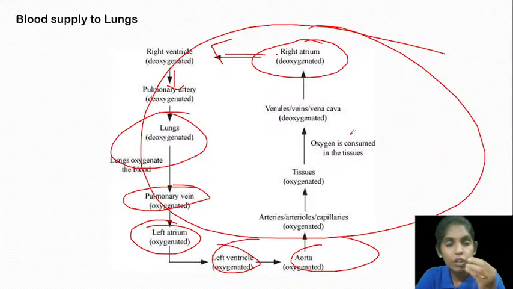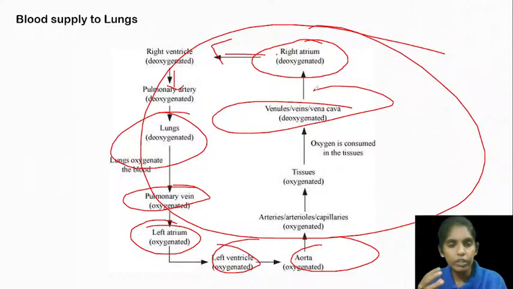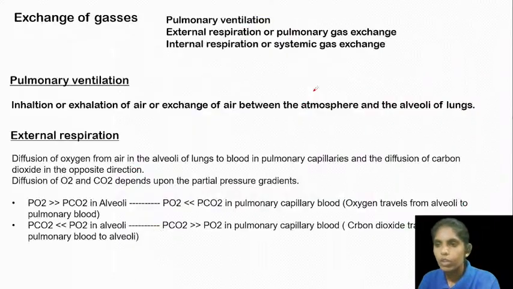So after the oxygen gets consumed by the tissues, the veins will collect the deoxygenated blood. So the veins will transport this deoxygenated blood to the heart, and from the heart it will enter the lungs. There it will get oxygenated, and from there it will be supplied to different parts of the body. So that is about the pathway of the blood.